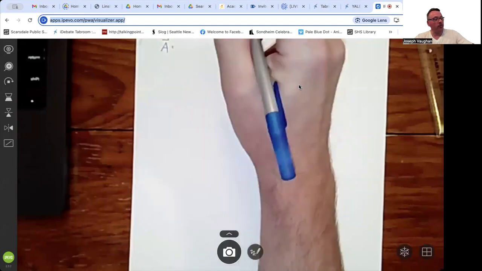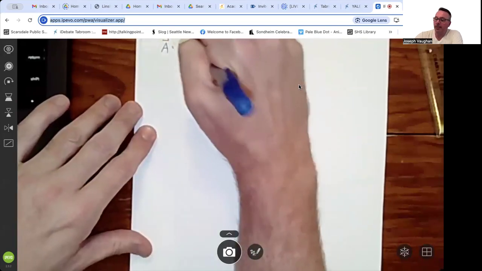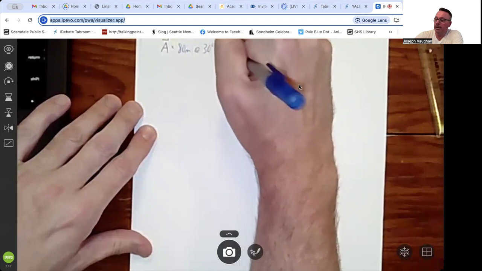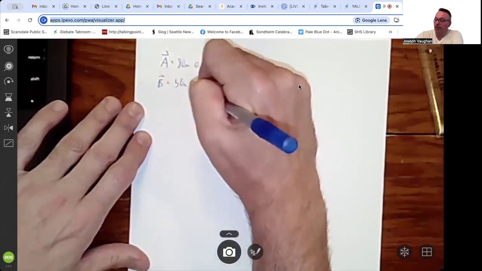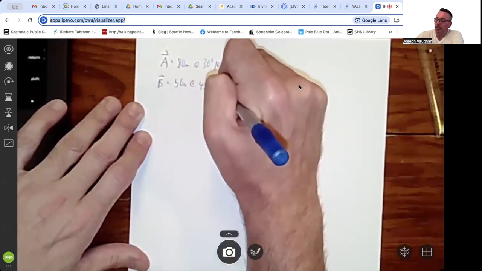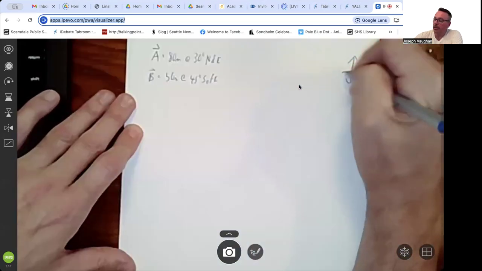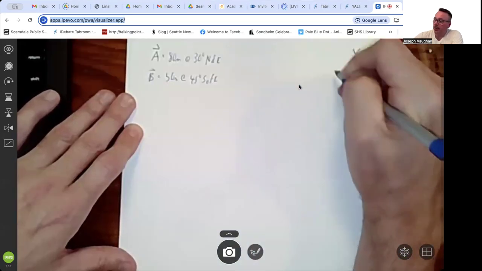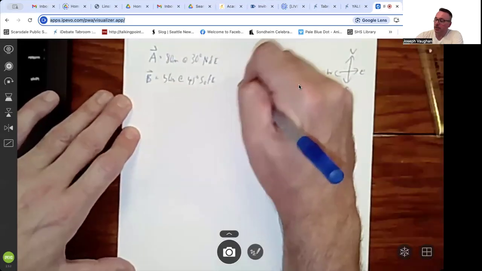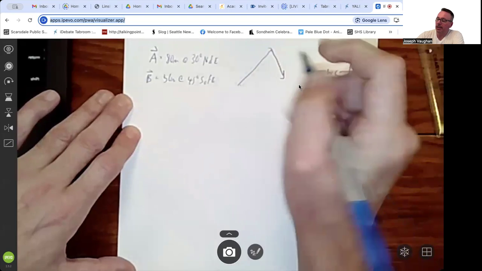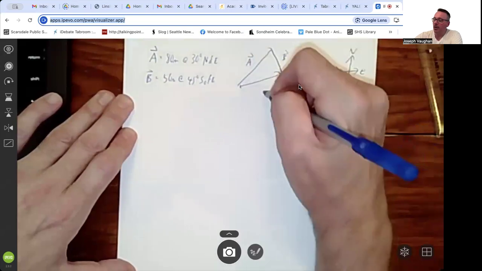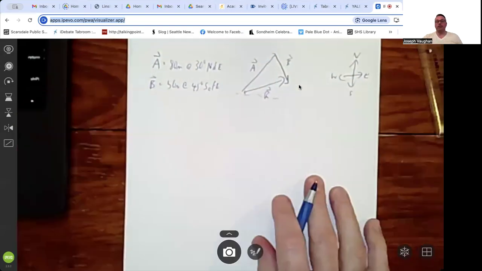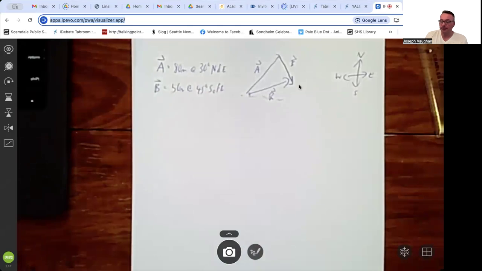A is equal to 80 meters at 30 degrees north of east. B is equal to 50 meters at 45 degrees south of east. All right, cool. I'm going to put down my north, east, south, west. I'm going to sketch it. So we know that that looked like this. Oh, that's a terrible sketch. Drawing not to scale, obviously, but we can get a sense of what that picture looks like. Okay, so let's follow our steps. We have sketched the problem.